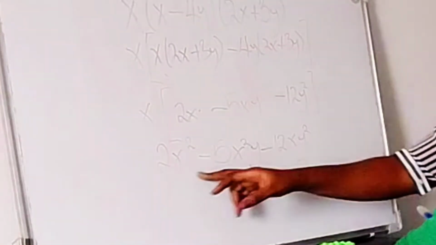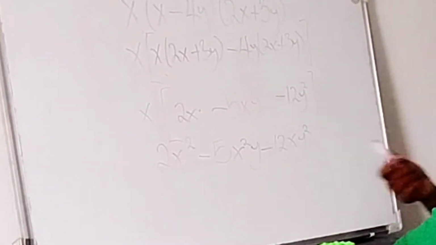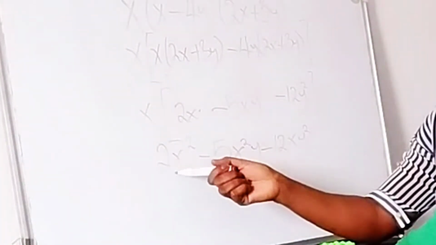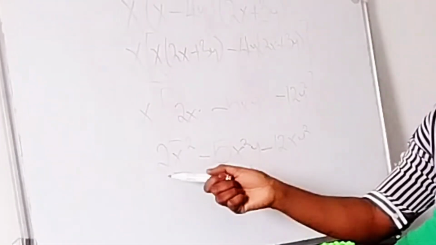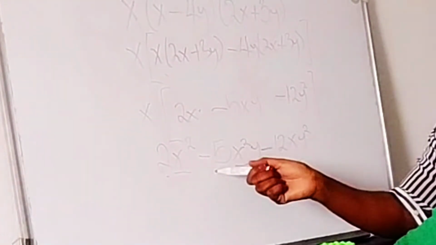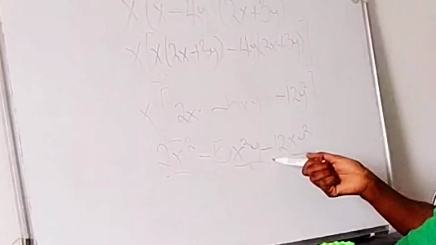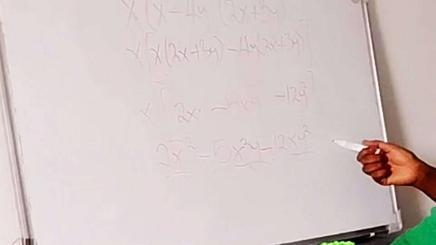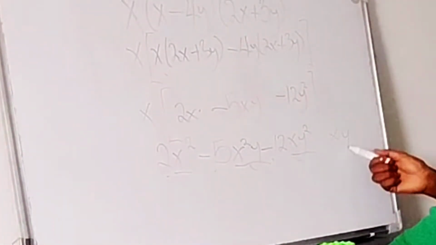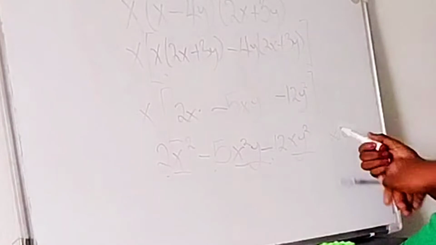So where do we have xy here? Is there anywhere there's xy? So let's look at what we have here. We have coefficient of x squared being 2, right? We have coefficient of x squared y being what? Minus 5. We have coefficient of xy squared being what? Minus 12. Is there any coefficient of xy in this function? Yes. What is it? No, there is nothing like that.